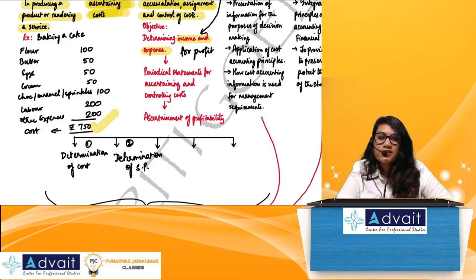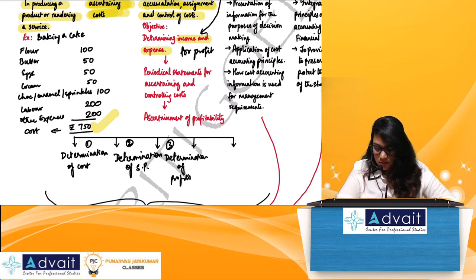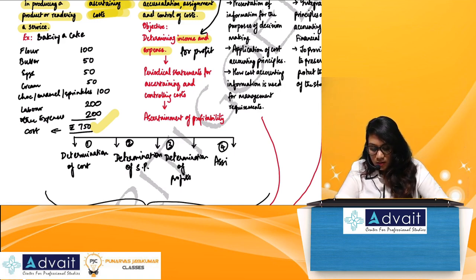And if we have cost and selling price together, what else do we get? The third one is determination of profits. So three we know, two more to go. Fourth one, assisting management in decision making.